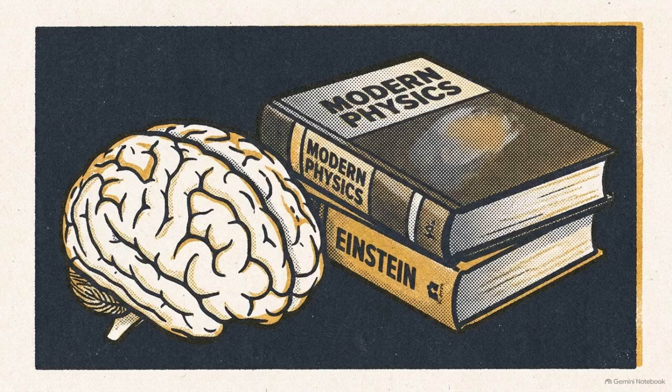Demis Hassabis, the head of Google DeepMind, proposed a benchmark for artificial general intelligence. He calls it the Einstein Test. It asks whether an AI trained exclusively on pre-1911 physics papers could independently derive general relativity, just as Albert Einstein did between 1905 and 1915.